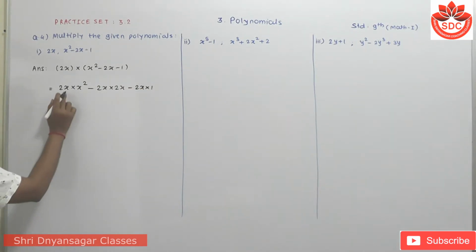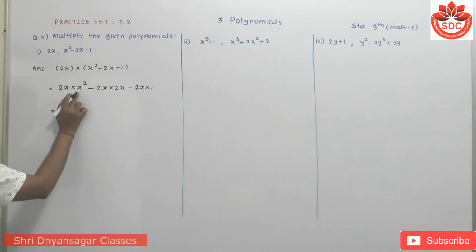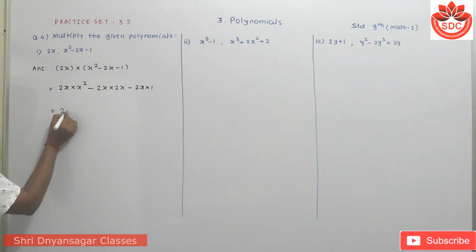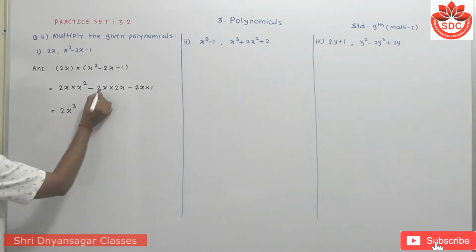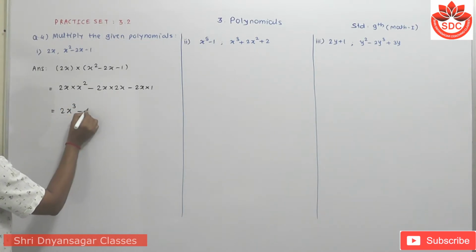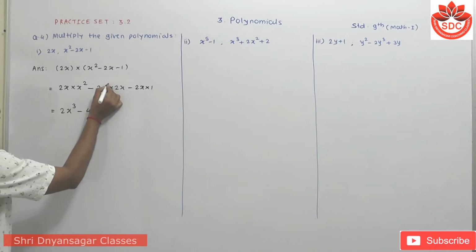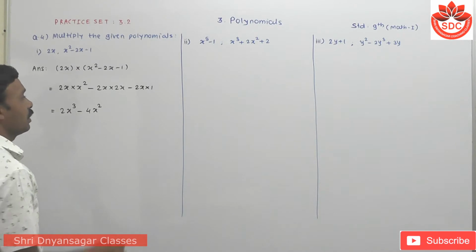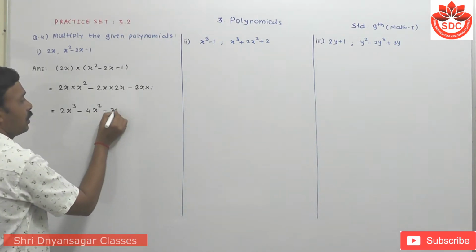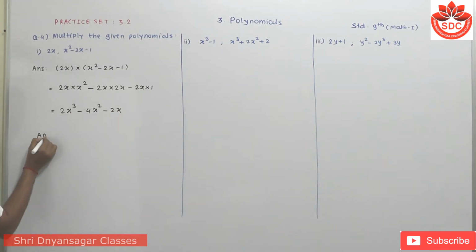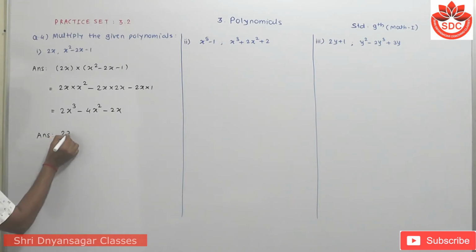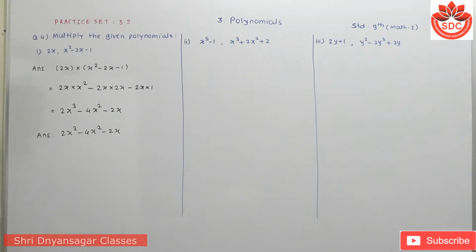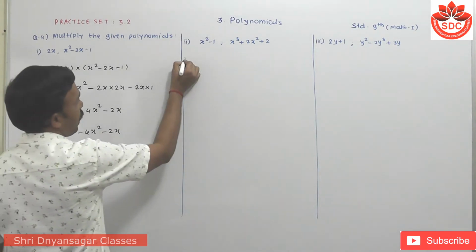Look carefully, the base is the same, so you have to add the powers: 2 plus 1 is 3, that means 2x cube. Here 2 times 2 is minus 4x, the power 1 plus 1 is 2, that means 4x square, and minus 2x. So the product of the first question is 2x cube minus 4x square minus 2x.